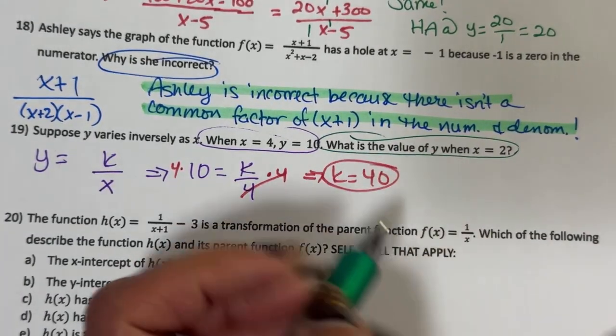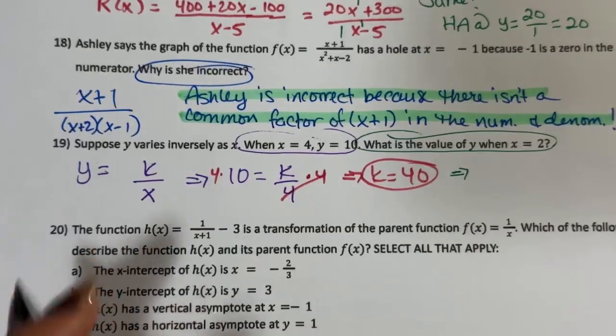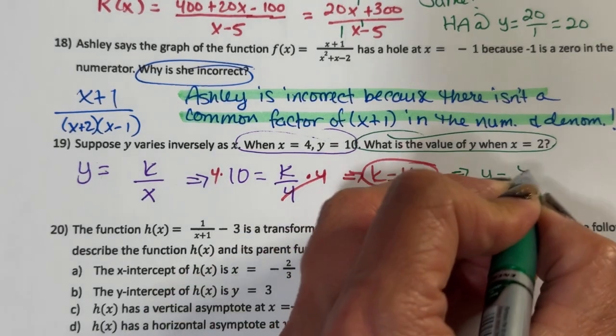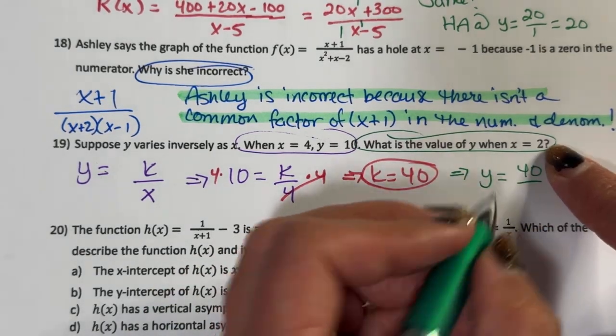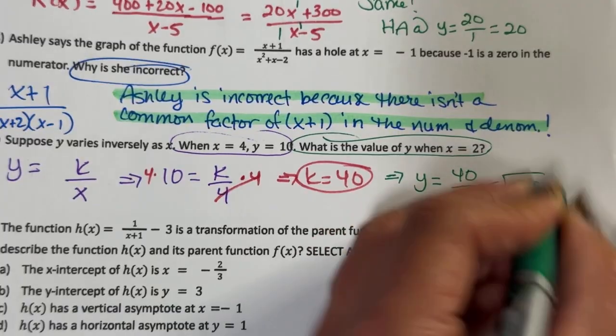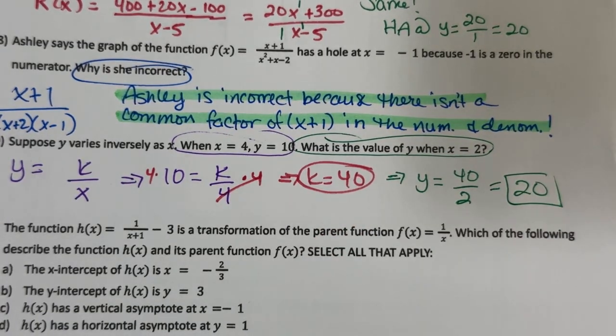This is the question. So now, same problem, y equals k over x. And we're trying to find what y is, but now we know that k is 40, and they're giving us that x is a 2. Well, 40 divided by 2 is 20. Bada bing, bada boom.